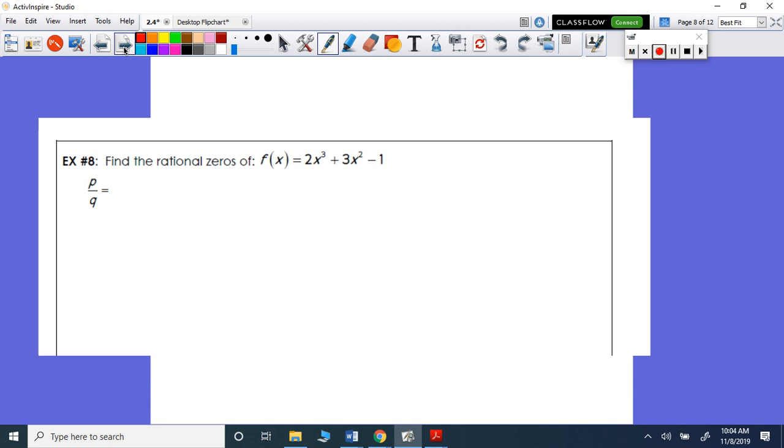So this guy, can somebody tell me all the possible p's and q's? What gives me a -1? -1 and 1. So how about a +1 times a -1 and a -1 times +1?